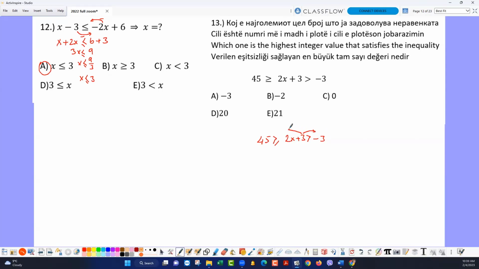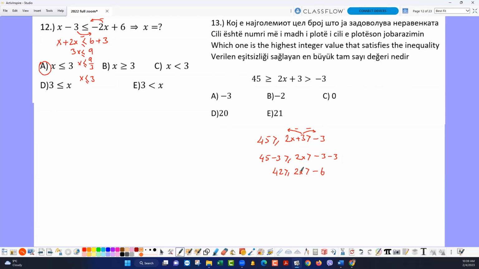So I'm sending to both sides. I'm going to put a minus sign: 45 minus 3 is greater than or equal to 2x, which is greater than minus 3 minus 3. And 45 minus 3 is equal to 42, which is greater than or equal to 2x, which is greater than minus 6.